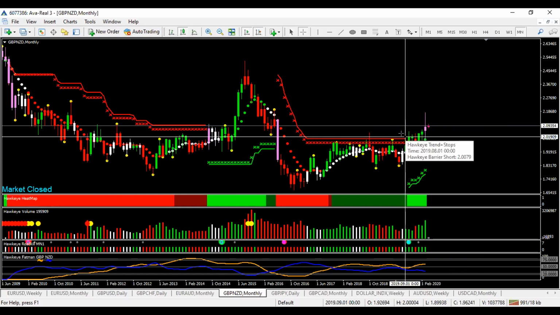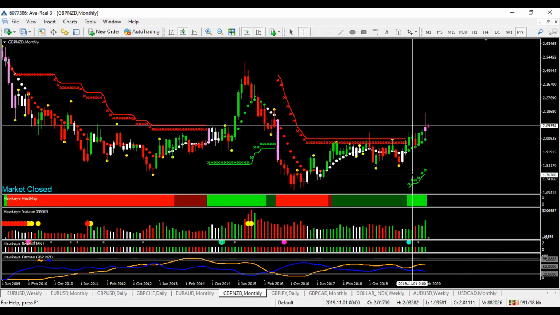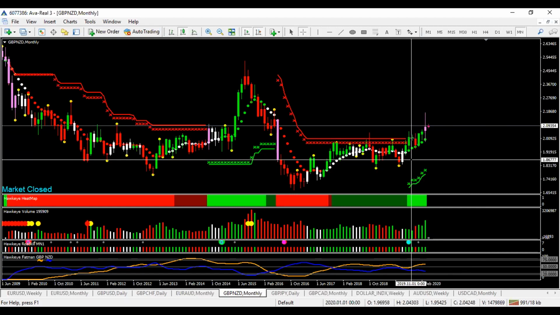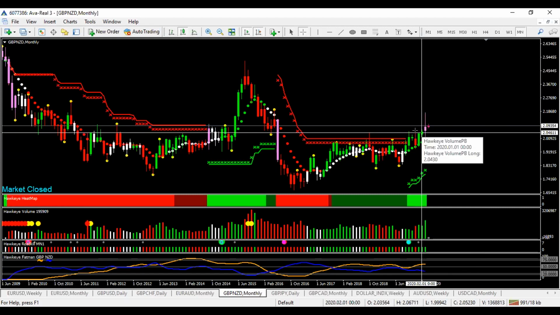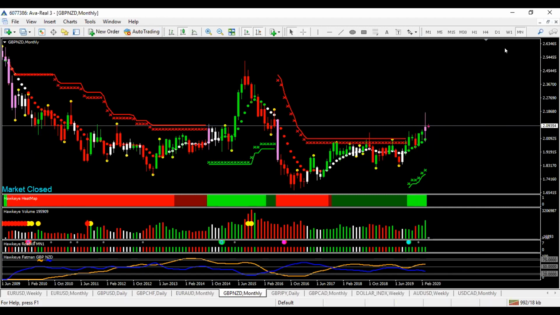So this was the previous barrier, which was broken with the last few monthly candles. Okay, we see the heat map to be green, and consistently the last three candles closed above this particular barrier that was there previously. So I think the bias at the moment should be bullish on the GBPNZD pair.